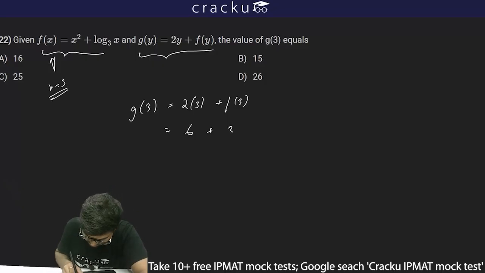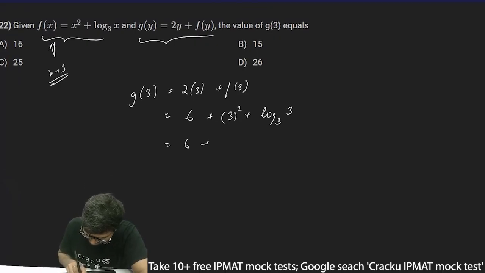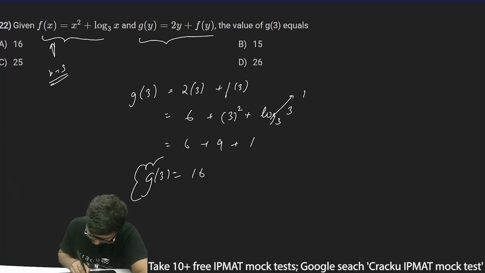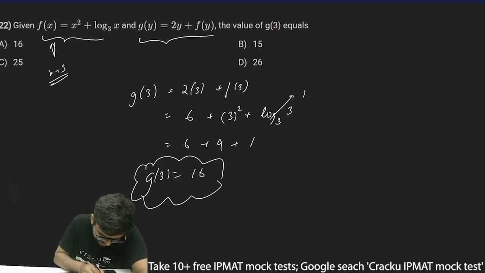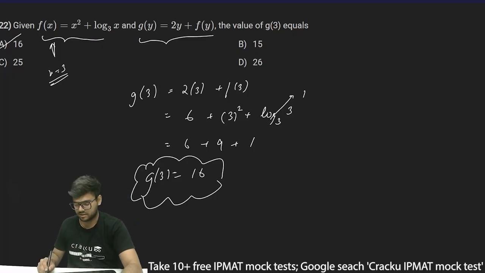So this is equal to 3 square plus log 3 to the base 3. This will be equal to 6 plus 3 square is 9 and log 3 to the base 3, this is 1. So 6 plus 9 plus 1 is 16. Thus g of 3 will be equal to 16 and therefore option A, 16 will be the correct answer.